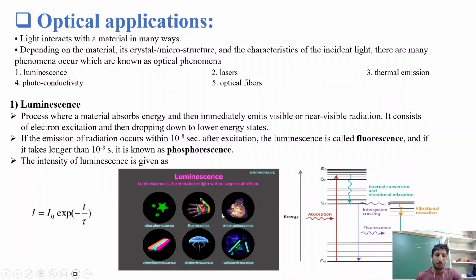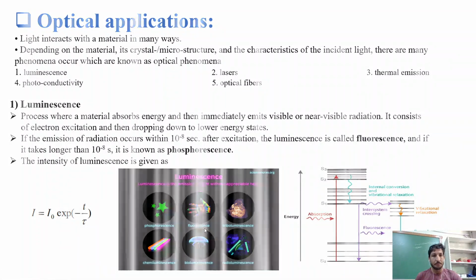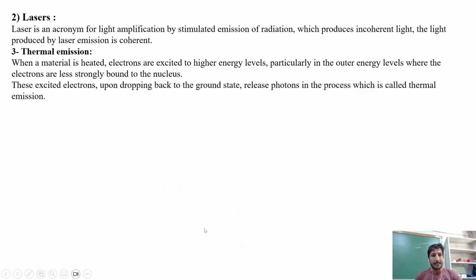If you want to find out the intensity of the luminescence, we can use this equation: I is equal to I naught exponential minus t divided by tau. And we have different types of luminescence. For example, phosphorescence, fluorescence, triboluminescence, chemiluminescence, bioluminescence, and radioluminescence.